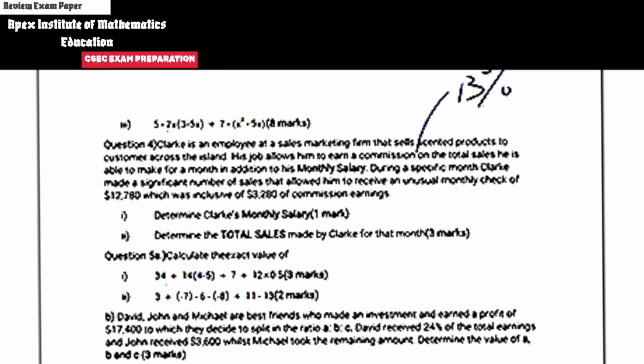Now, during a specific month, Clark made a significant number of sales that allowed him to receive an unusual monthly cheque, and that should have actually been spelled cheque, an unusual monthly cheque of 12,780, which is inclusive, there is that word again, tricky word, inclusive of 3,280 of commission earnings. All right.